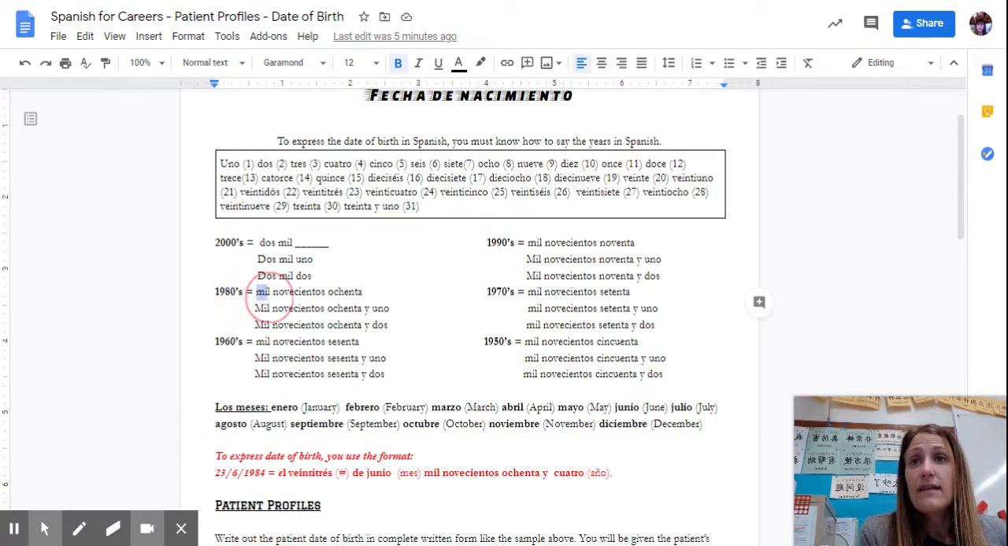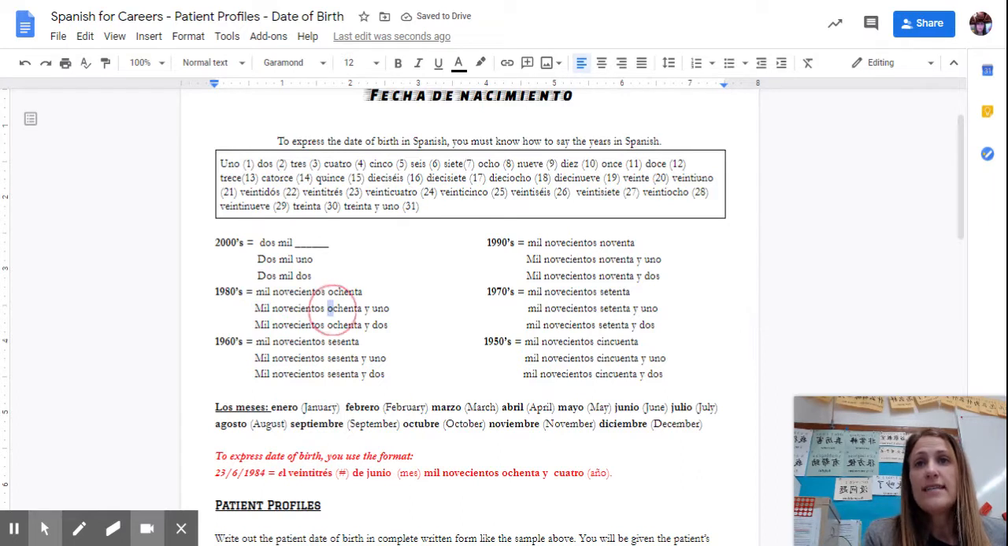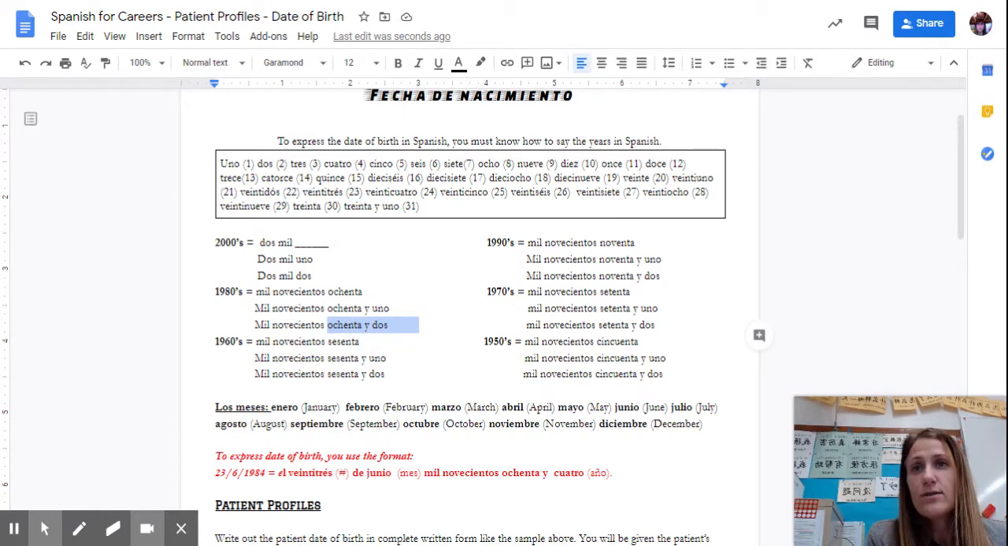So 1000, 900 for 900, and then 80 for 80. If it were 1981, 1000 for 1,000, 900 for 900, 81 for 81. If it were 1982, 1000, 900 for 900, 82 for 82.